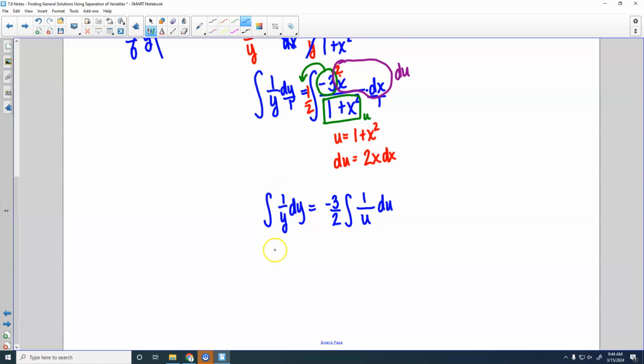All right, so on the left side, I got ahead of myself a minute ago. That's going to be natural log of the absolute value of y. And I could put a plus c there, but I'm just going to wait and put it on the other side. Over here, I'm going to get negative 3/2 natural log absolute value of u. And I'm going to put my plus c over here.